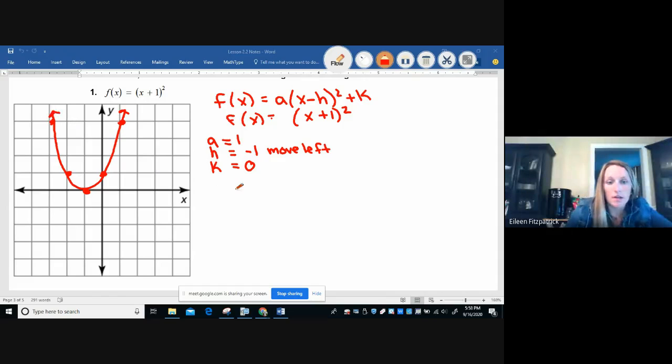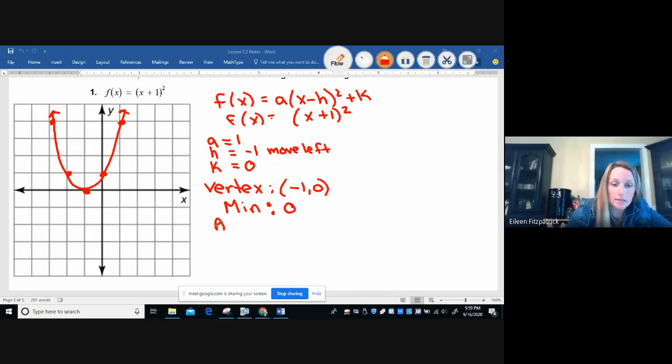Now from there, you're asked to identify the vertex. Remember, the vertex is h comma k. We can also look at the grid. The vertex is (-1, 0). We're asked to identify if it has a max or a min. Because there's a very low point at the bottom, there's a min. The minimum value, the lowest y value, is 0, and it's related to the vertex value. So the minimum is 0. There's no maximum, because if there's a min, there's no max.